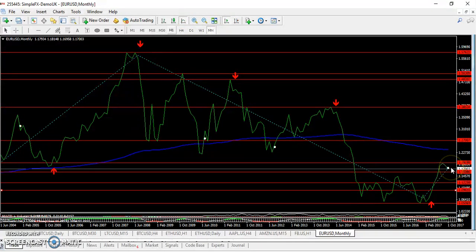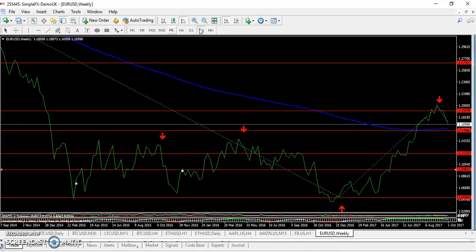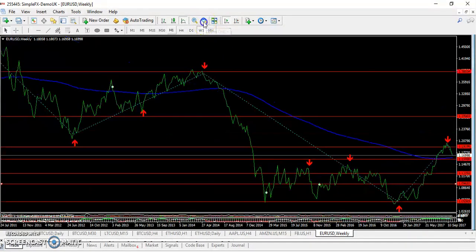So we're anticipating more of a drop, but at the same time, I already know this is a head and shoulders pattern that we're dealing with. And then we're going to go down to a lower time frame.